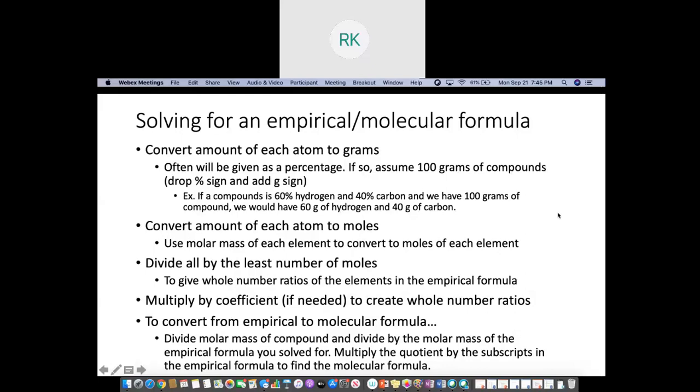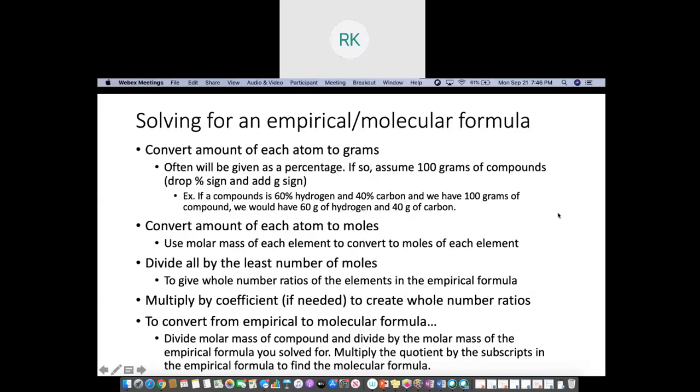Okay, so once you have each atom in terms of grams, you convert to moles using the molar masses of each. And then once you have moles of each compound, you are going to divide all of them by the least number of moles. That is always your next step after getting them all in terms of moles. And this will typically give you whole number ratios of the elements in the empirical formula.